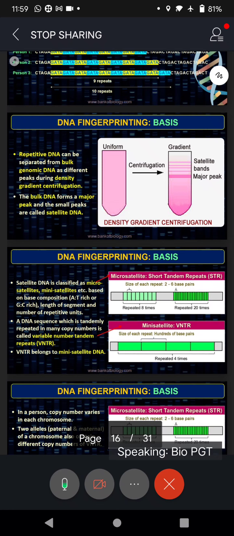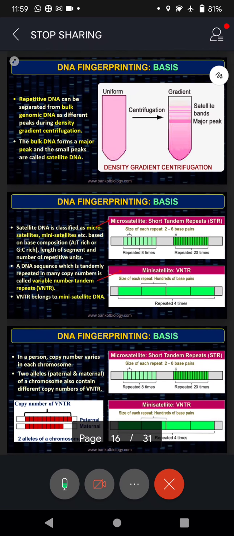Look at that. At the bottom, after the centrifugation, you can see that pink solution. That is a major peak. We are not worried about that because that will be common in every human being, right? But what is not common? That satellite bands, VNTRs, will be separate.